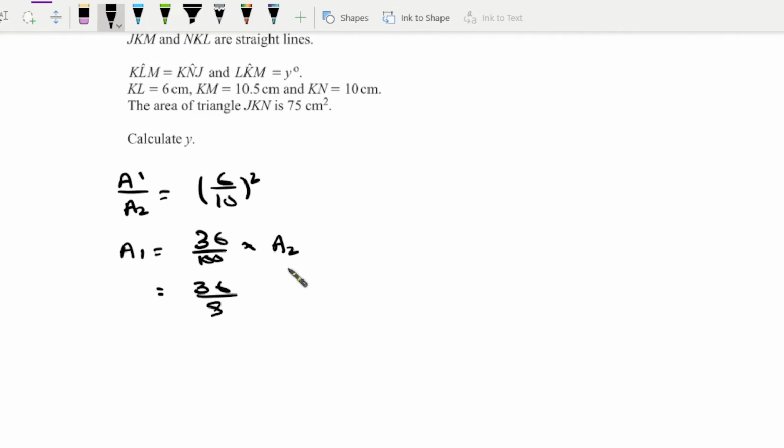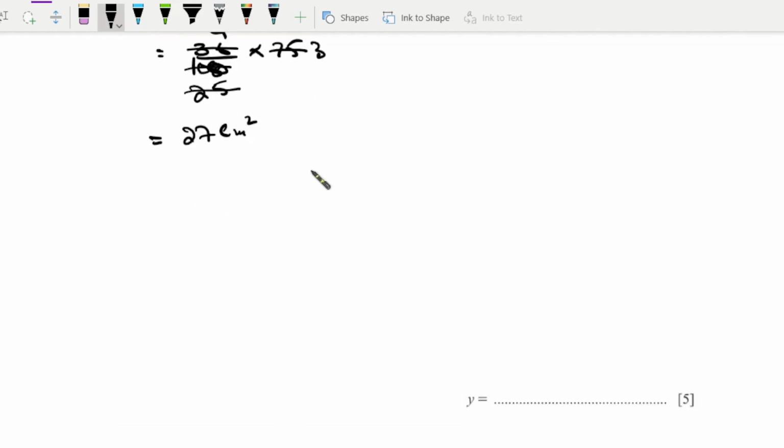36 upon 100 multiplied by 75. So 4 9s are 36, 4 25s are 100, 25 ones are 25, 25 3s are 75. So 9 3s are 27 centimeter square. This is the area of the triangle A1. Now we can find out actually the value of y easily.